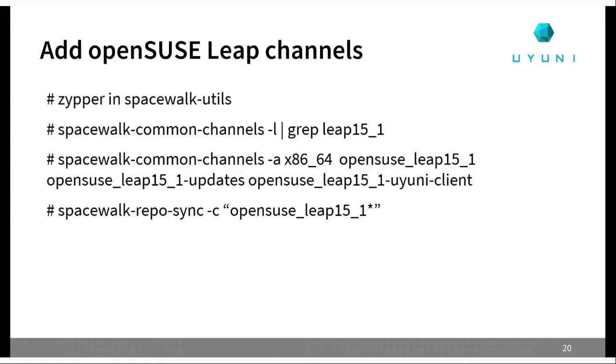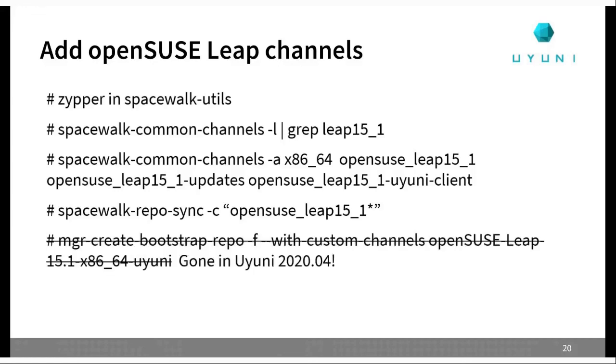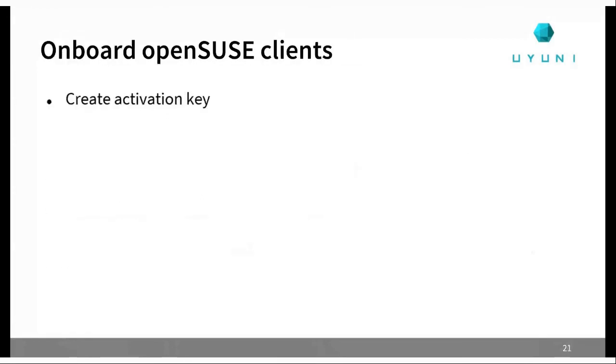And also gone, this is one of the usability improvements that we made recently. You do not need to create this bootstrap repository, which contains the initial packages, the minimal set of packages to register a client. That's gone. It just works automatically now. You probably want to create an activation key. An activation key is something that brings together a few channels that you want to subscribe a system to, a few configuration files, and some parameters.